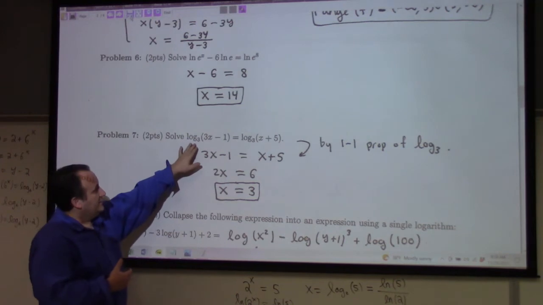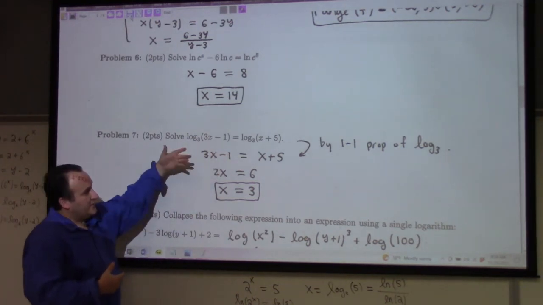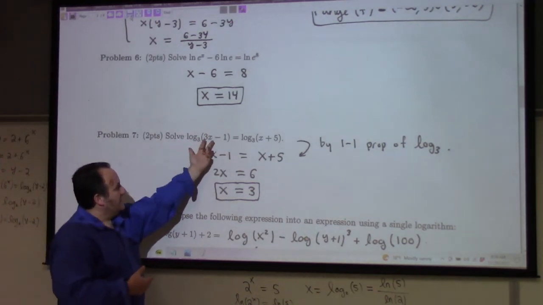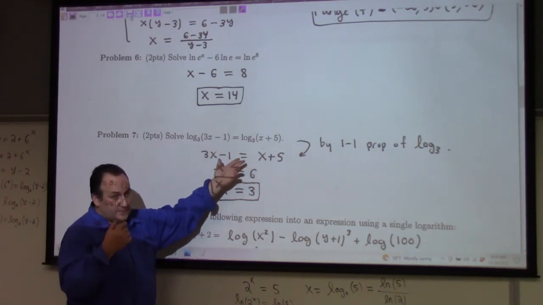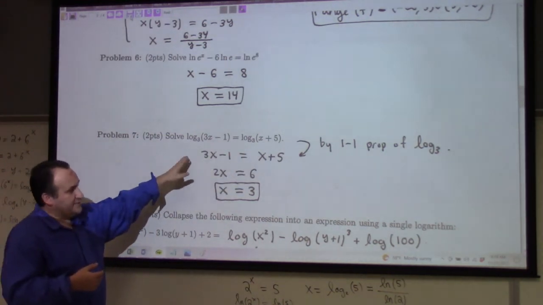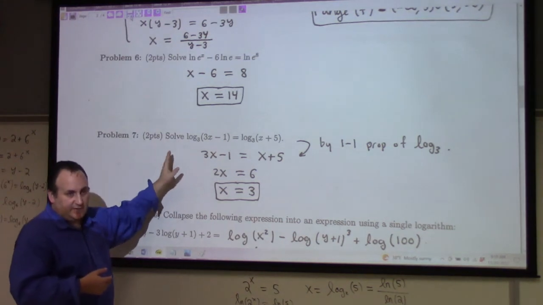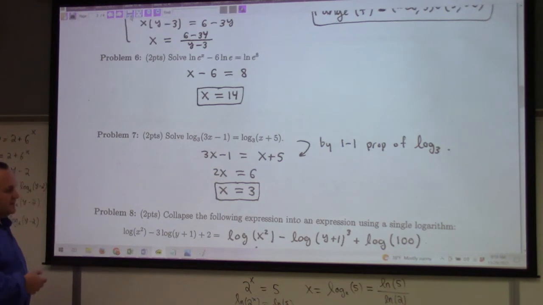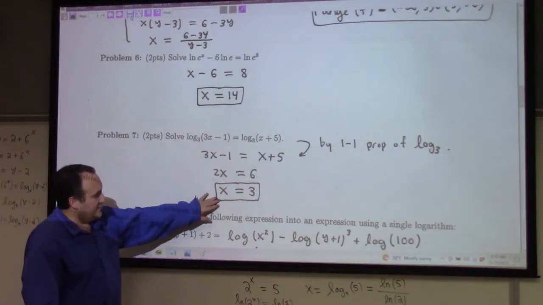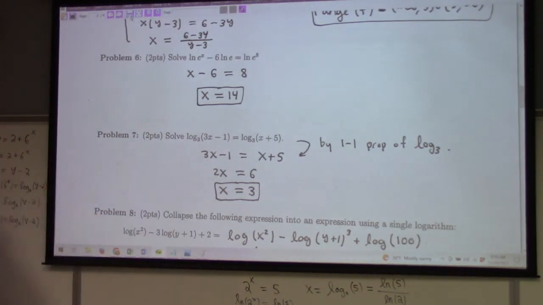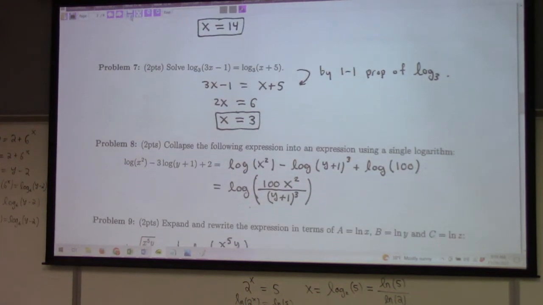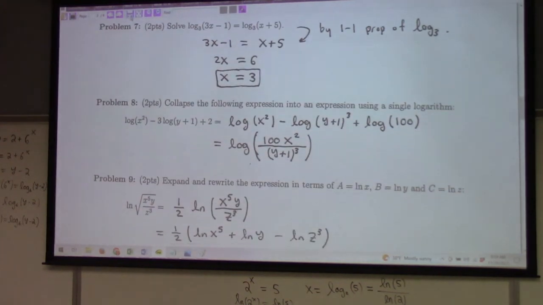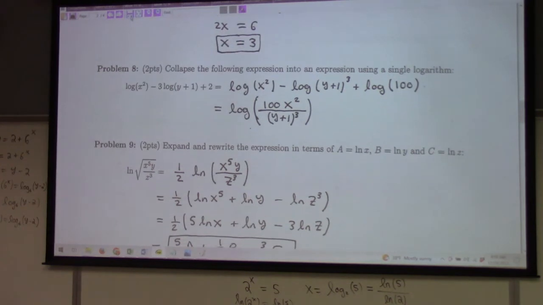Log base 3 of this is equal to log base 3 of that. So by the one-to-one property of log base 3, we have 3x minus 1 equals x plus 5. Now, the way I was doing this in class was I was raising 3 to both sides, right? And we get to the same point. You can look at that different ways, but at the end of the road, we should all get to x equals 3. I'm not, by the way, endorsing any of my solutions as being the only right way to do it. There are multiple ways that are correct ways to solve these problems for sure.